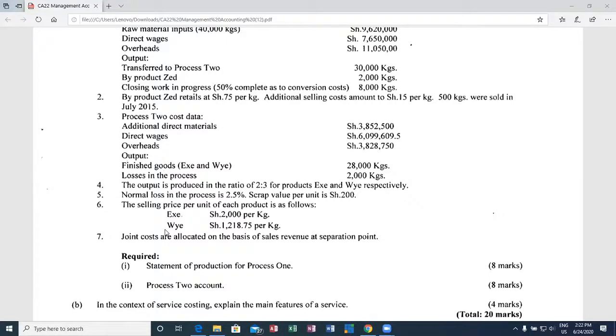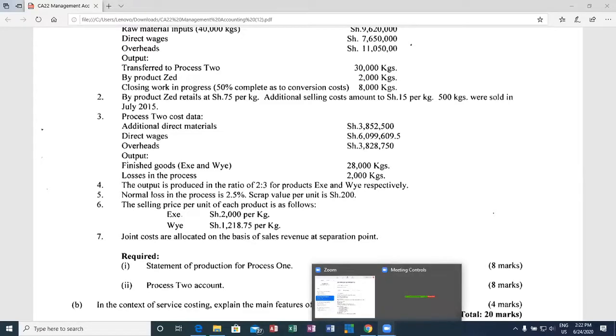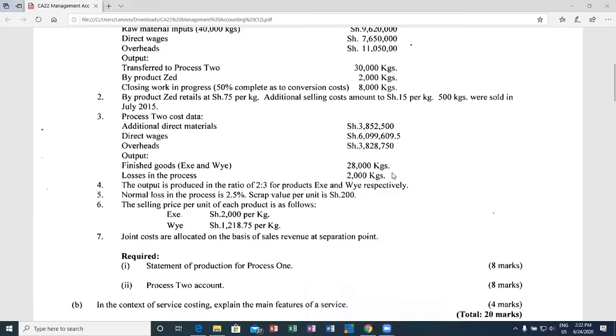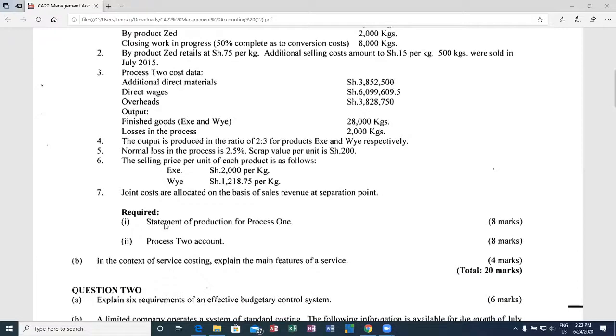The selling price per unit of each product has been given there. For X, 2,000, for Y, 1,218.75. And lastly, you are told that the joint costs are allocated on the basis of sales revenue at separation point. So we are required to present a statement of production for process 1. Then we'll have process 2 account.